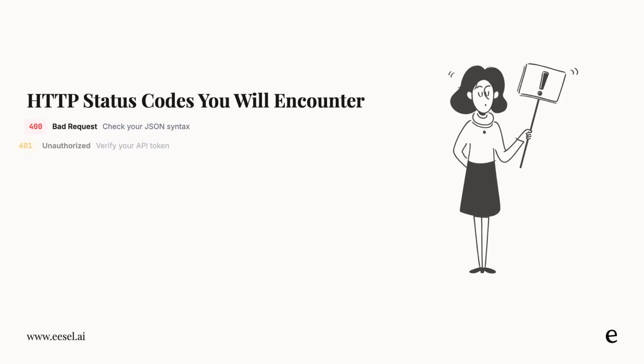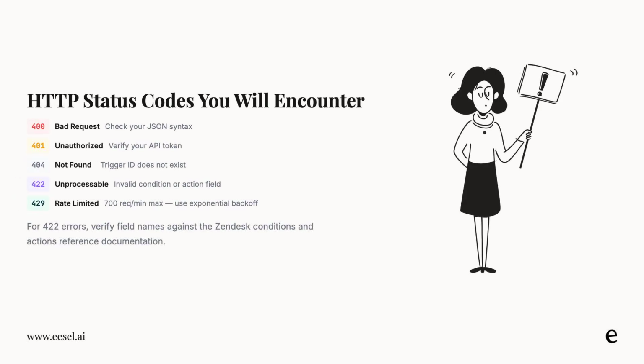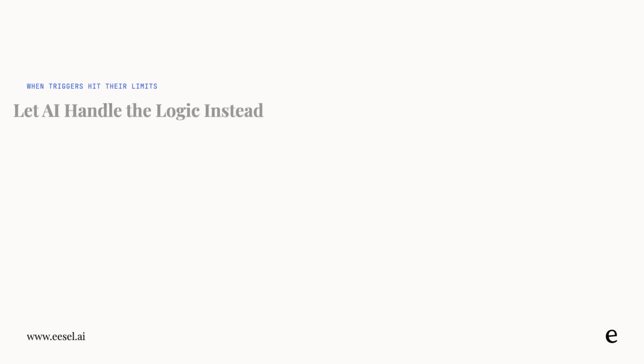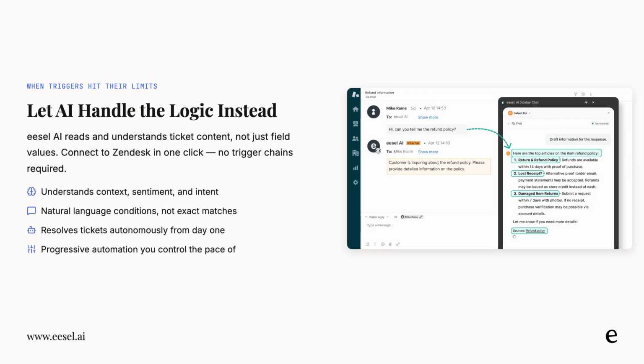Know your HTTP status codes before you start. 400 means your JSON has a syntax error. 401 means your token is wrong. 404 means the trigger ID does not exist. 422 means a condition or action field is invalid. Check the Zendesk reference docs. And 429 means you have hit the 700 requests per minute rate limit. Back off and retry.